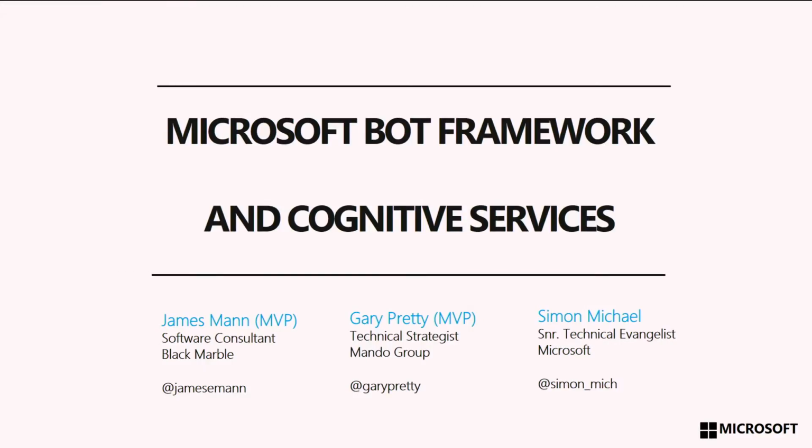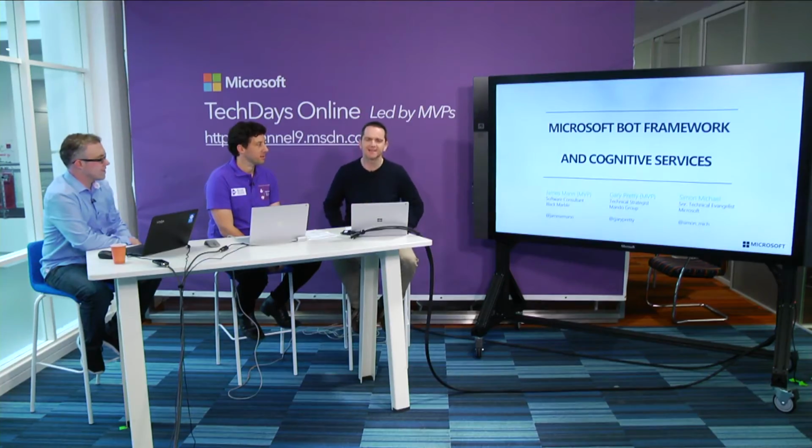So I say we've got James Mann from Black Marble, and we've got Gary from Mando, and they're both MVPs. And if you were in the first session, you might have noticed I made a slight mistake in James's Twitter handle. So it's right now, James, okay?